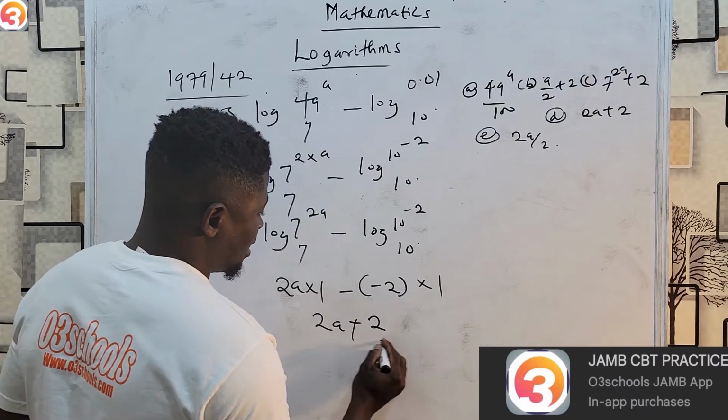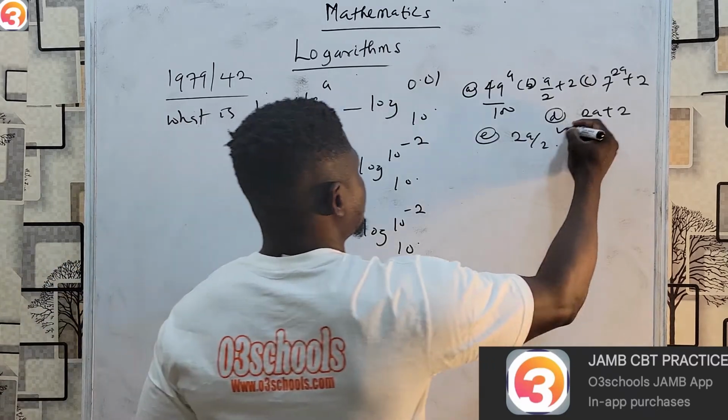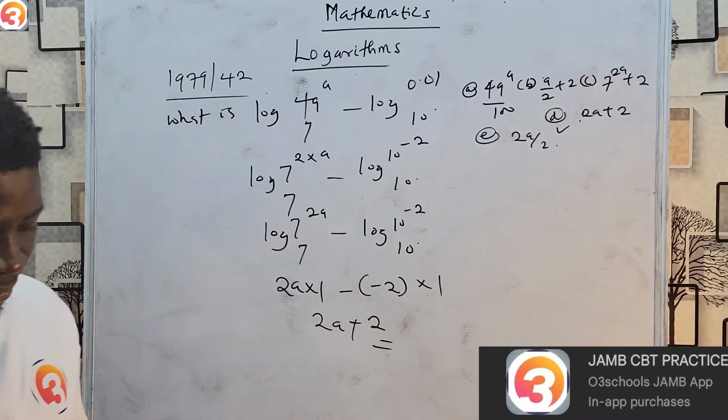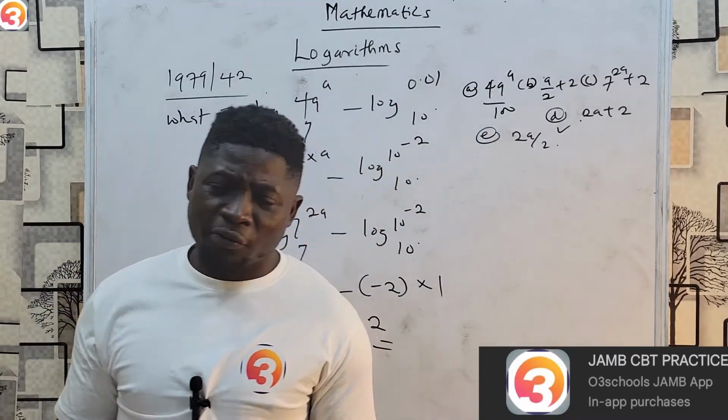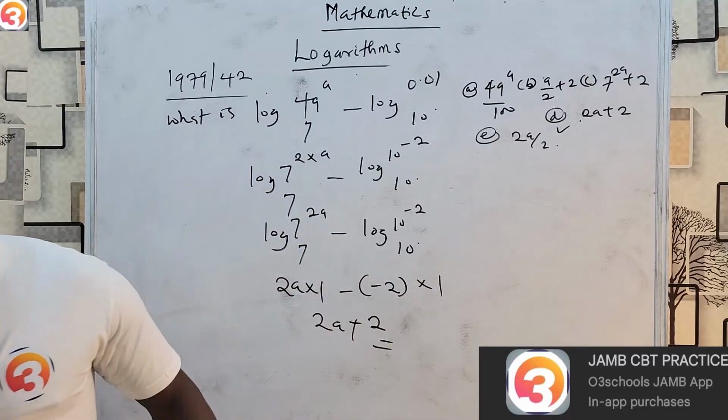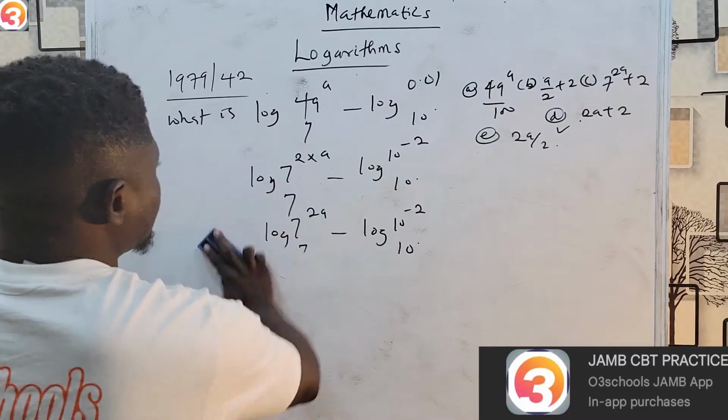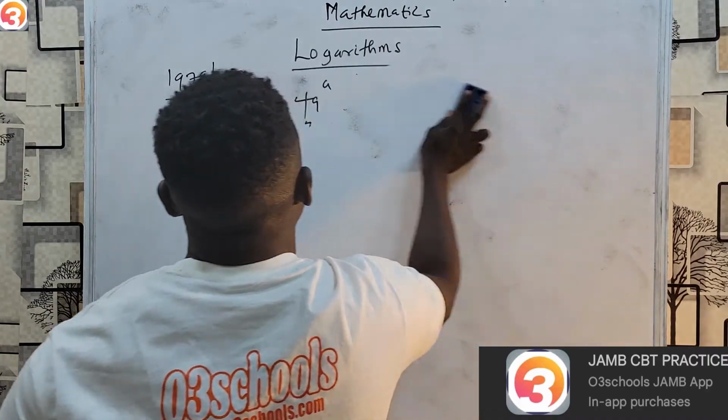2 times 1 is what? Is 2. So our answer is what? 2a plus 2, which is what? Option D. You see how easy it is. So we follow the rules. We follow the rules of logarithm to what? To solve the question. So let's quickly go to another question.